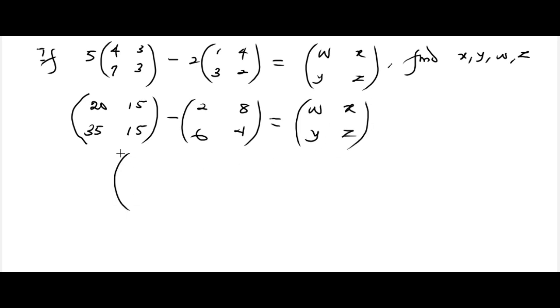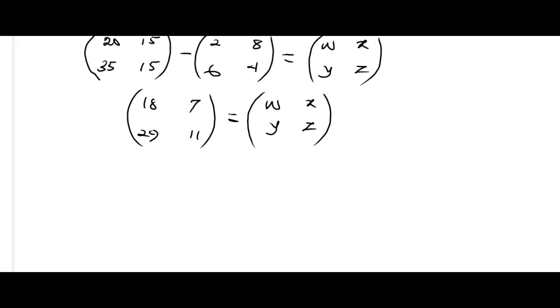Alright, so let's subtract them. 20 minus 2, 18. 15 minus 8, 7. 35 minus 6, 29. 15 minus 4, 11, equals W, X, Y, Z.